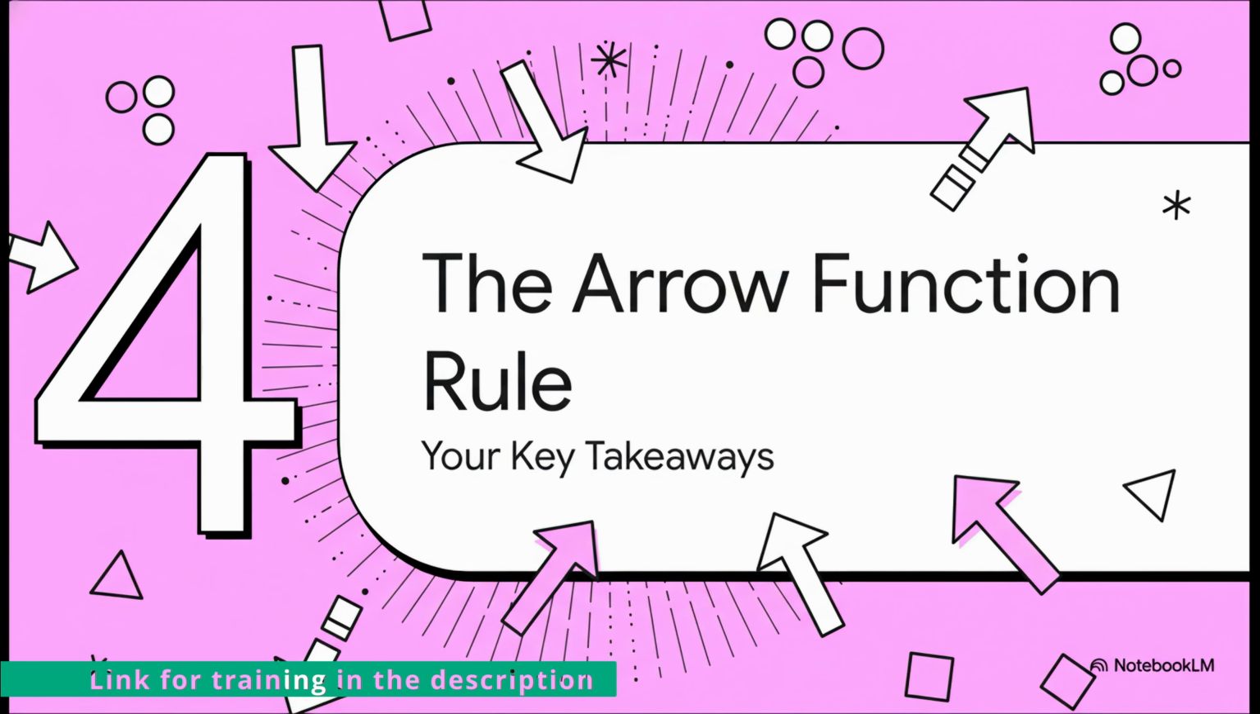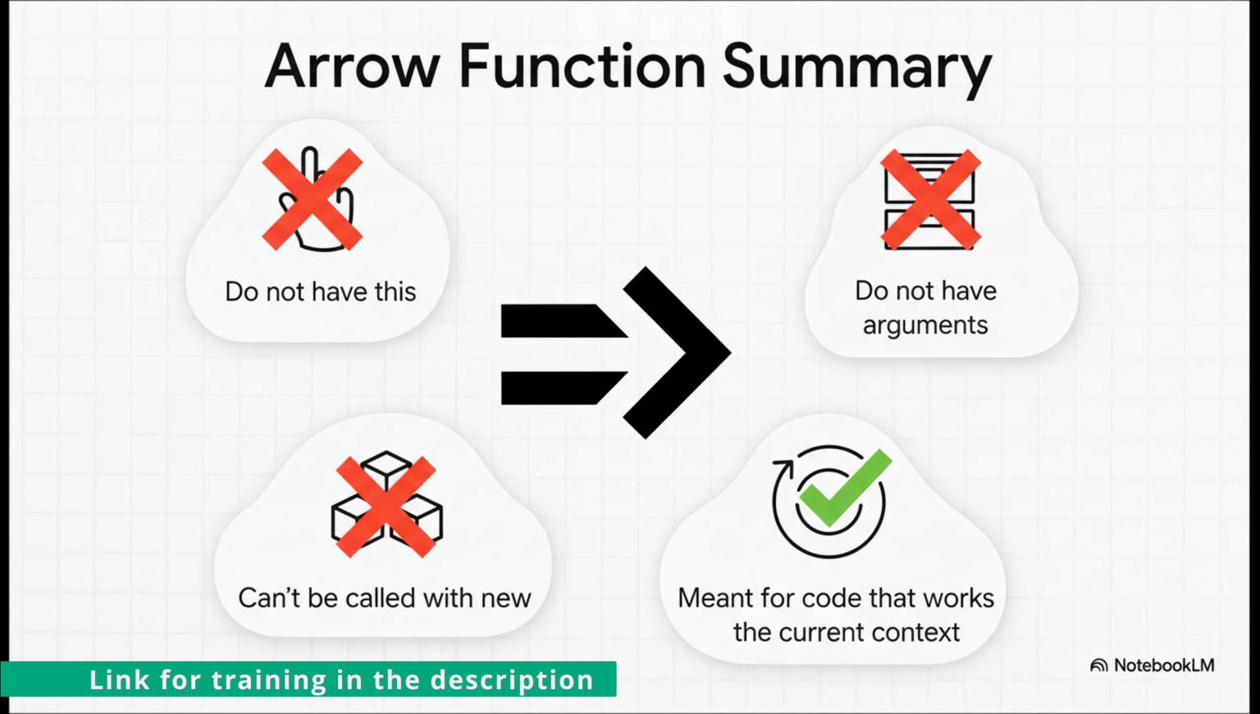Okay, so we've covered a lot of ground. After all that, what's the simple rule we should walk away with? Let's distill all of this down to the essentials. Here it is in a nutshell. Arrow functions have no this, no arguments, and can't be called with new. They aren't a replacement for regular functions. They are a specific tool for a specific job: inheriting context from the environment they're defined in.